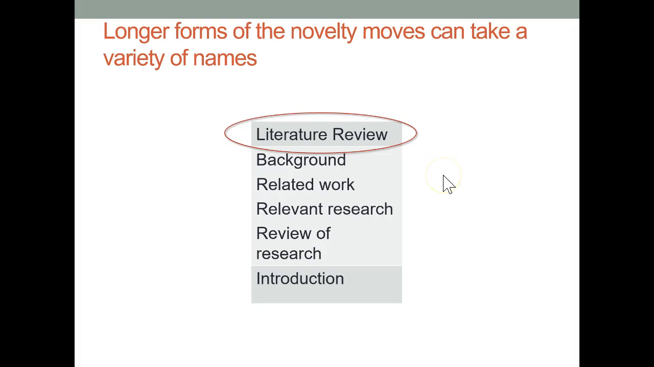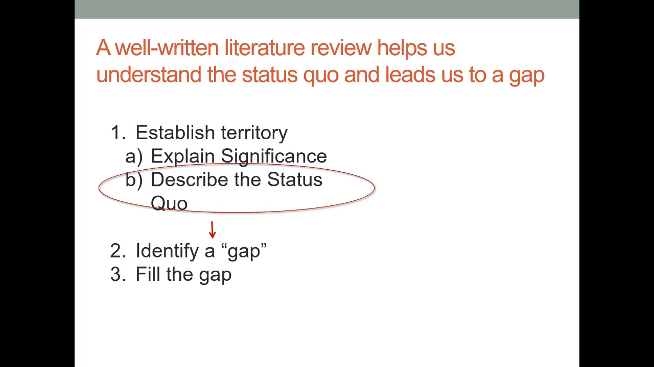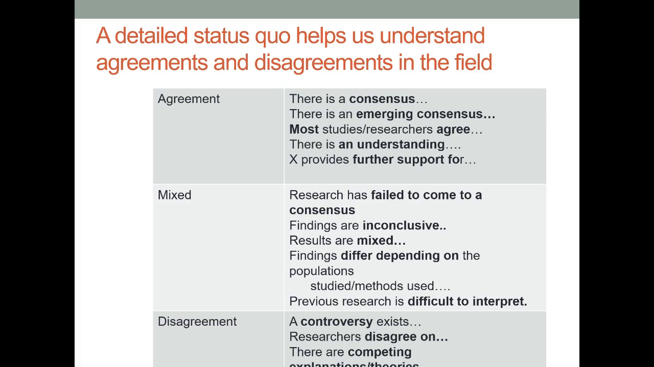All of these we would call literature review, where the writer is going into a lot of depth about prior research. And the literature review really is an expanded version of the novelty moves that focuses on a detailed status quo and gap. And of course, there are several lexical bundles that go with the literature review as writers try to articulate agreements and disagreements with other research in the field.